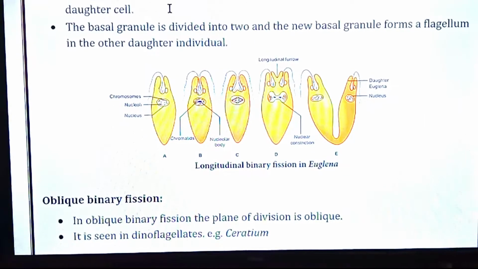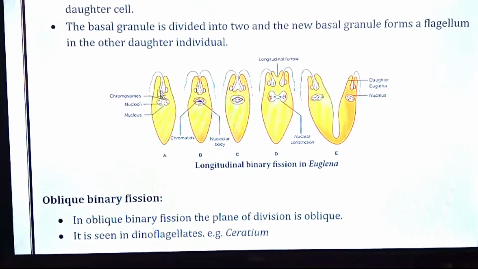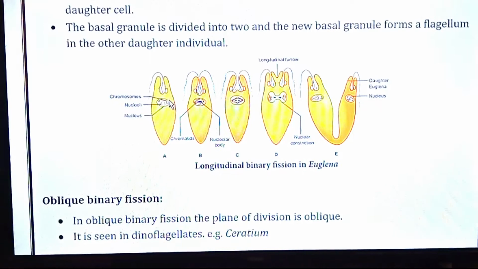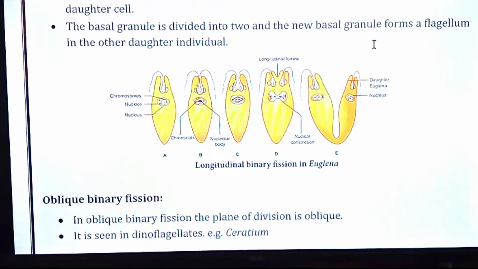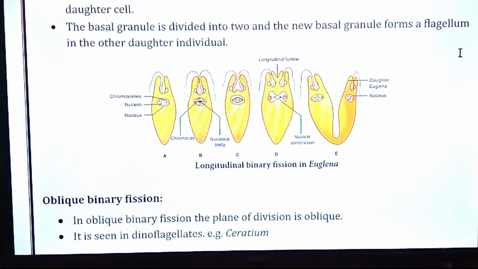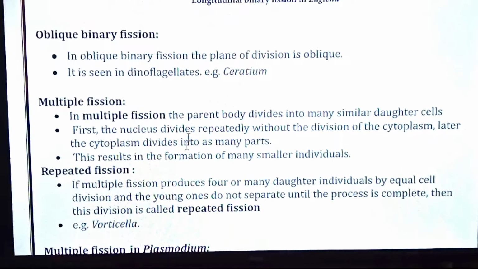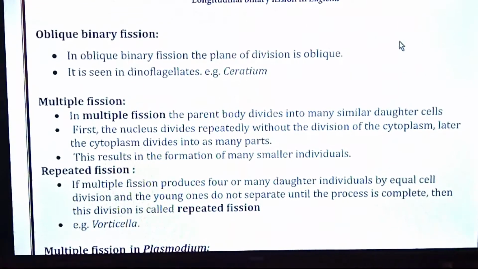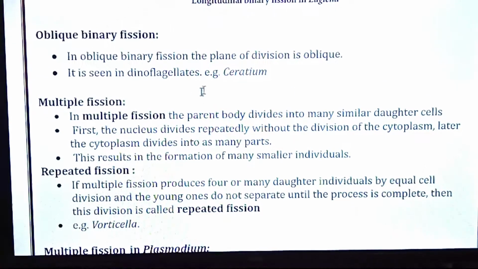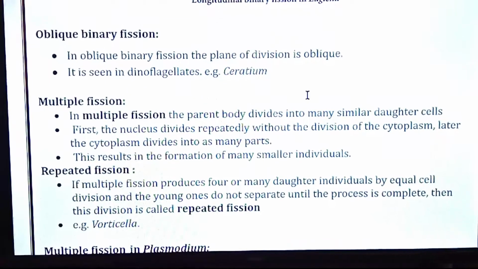In flagellates like Vorticella and Euglena, one of the daughter cells will retain the flagellum, whereas the other one will produce the flagellum with the help of the basal granule that will divide into two during the cell division. So two different daughter individuals are formed in the longitudinal binary fission in Euglena. Now oblique binary fission. In oblique binary fission, the plane of division will be oblique. It can be at any plane, and it is seen in dinoflagellates and Ceratium.